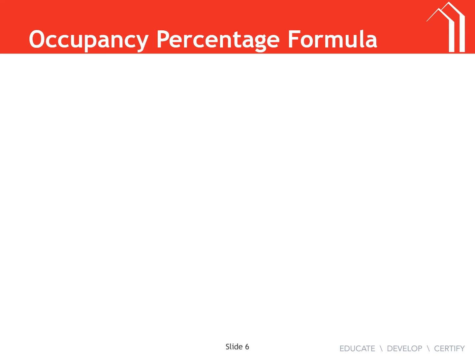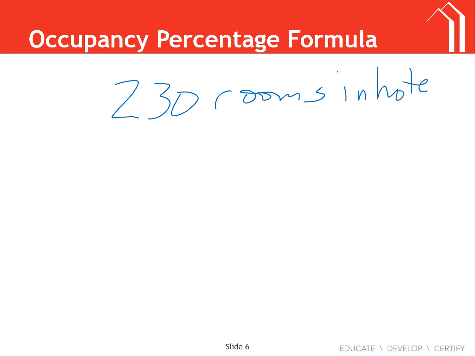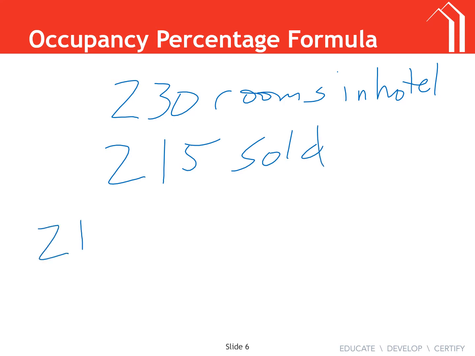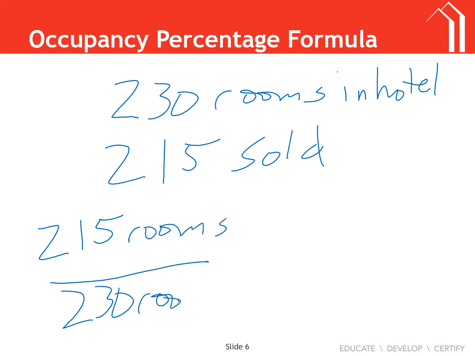Alright, so our problem is, on the night of Fiesta, La Quinta had 230 rooms available in the hotel. They sold 215 rooms at the end of the night. What was the occupancy percentage? Okay, so they had 230 rooms in the hotel. How many did we sell? 215 rooms sold. And so this is our percentage, which is 215 rooms, that's our part, over the 230 rooms, which is the whole.